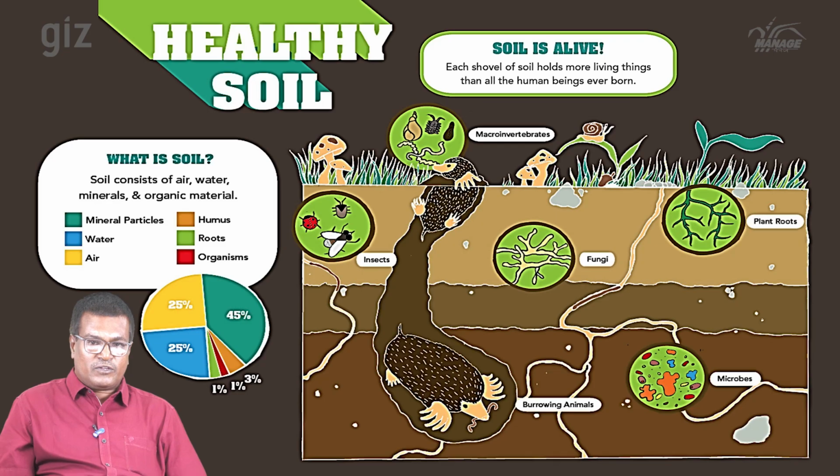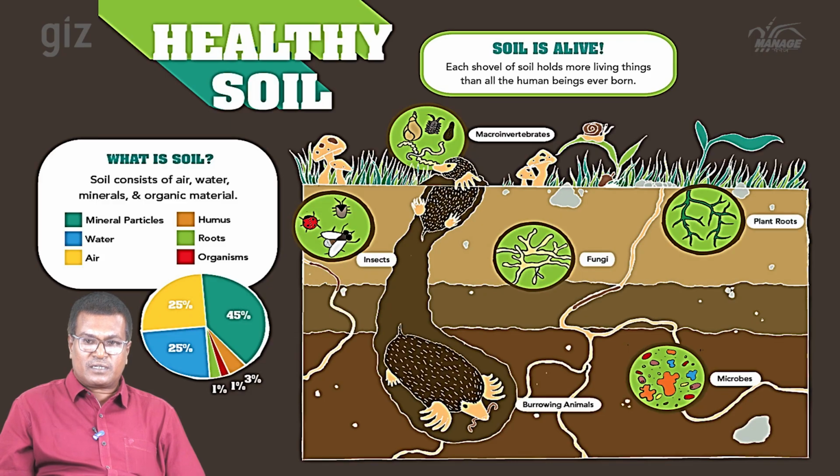If the constitution of soil is exactly in this proportion, you can easily say that that soil is healthy, that is, perfectly healthy soil. So in that 5% organic matter, if you divide, about 3% should be humus and 1% should be occupied by the roots, both living and dead roots, and 1% should be occupied by the living organisms, various kinds of living beings that are there inside the soil. So then we call it a healthy soil.